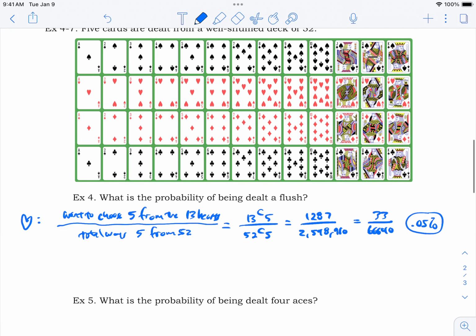Now, this question wasn't heart flush. This question was any flush, right? So we can say it's the same whatever your suit is: diamonds, spades, clubs. And these are mutually exclusive, right? You can't have a flush of hearts and a flush of diamonds at the same time. And since they're mutually exclusive, remember that means the probabilities add.